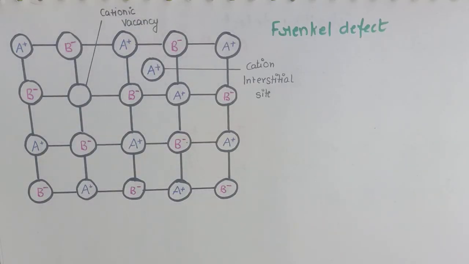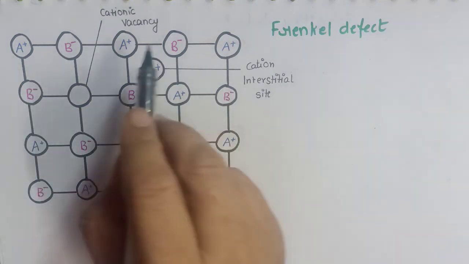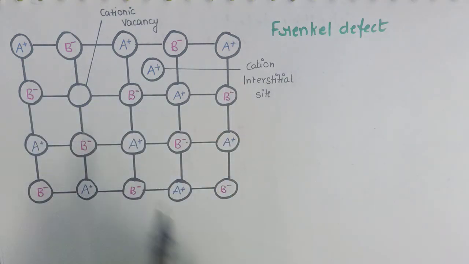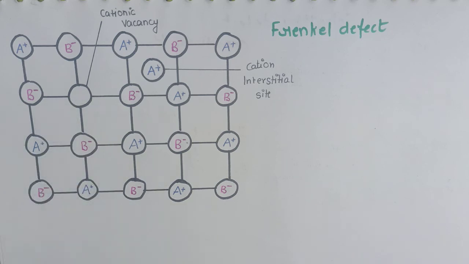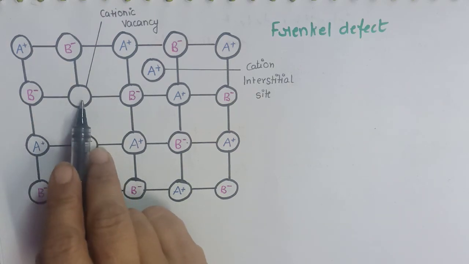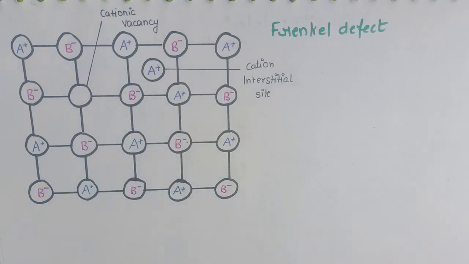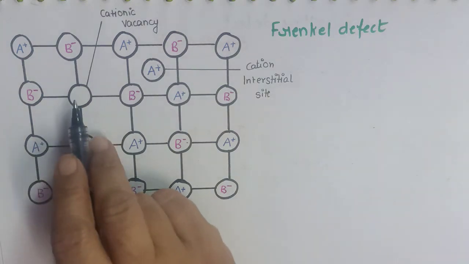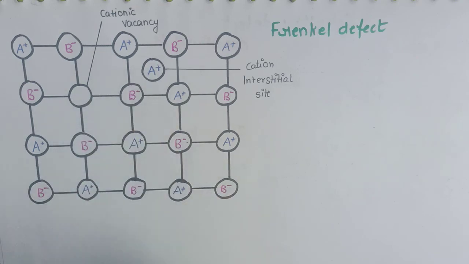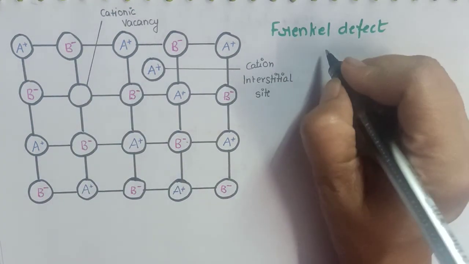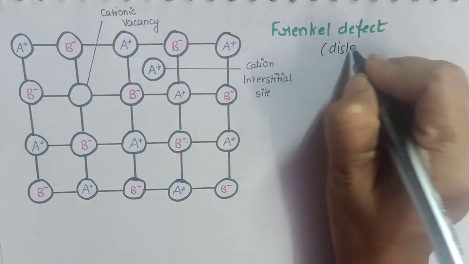Coming to Frenkel defect. Now what happens in a Frenkel defect? Again here I have represented an ideal crystal. Any particular ion, let's say cation, is missing from its place, but it will occupy some other interstitial site, or it will occupy some other void. So it is not missing from the overall crystal lattice, it will remain in the crystal lattice itself, but it will get dislocated from its place, and therefore Frenkel defect is also called dislocation defect.